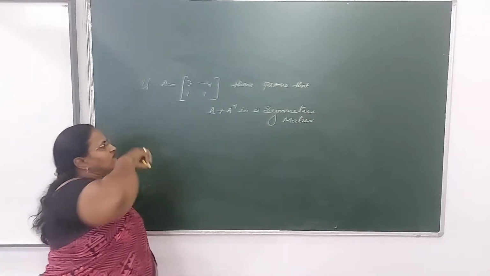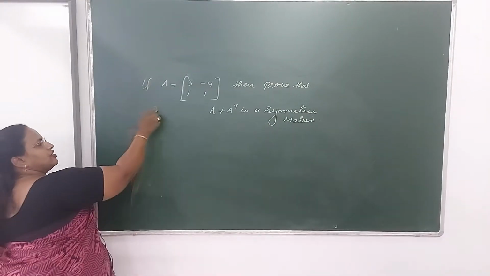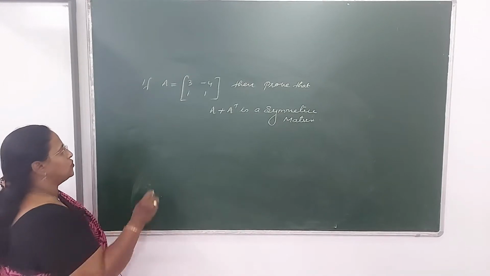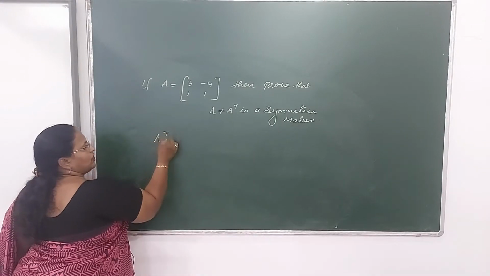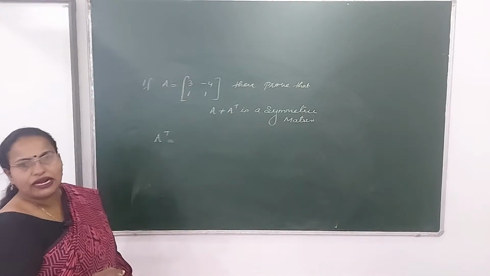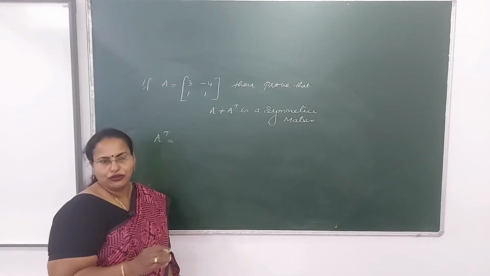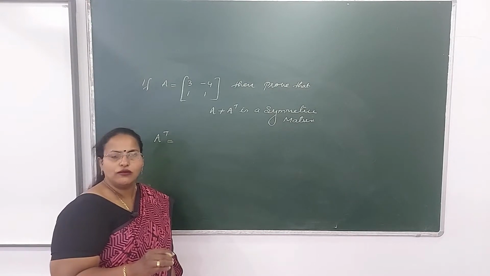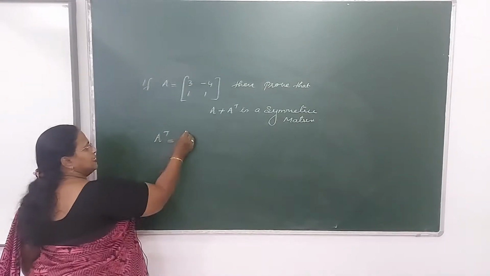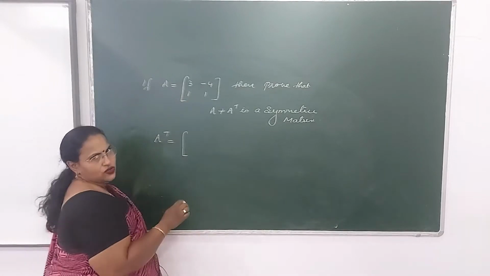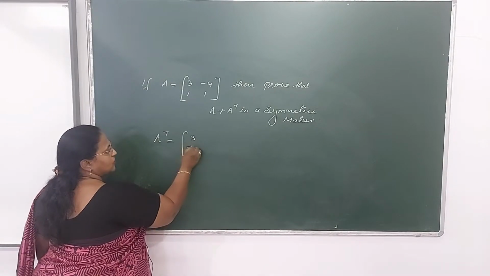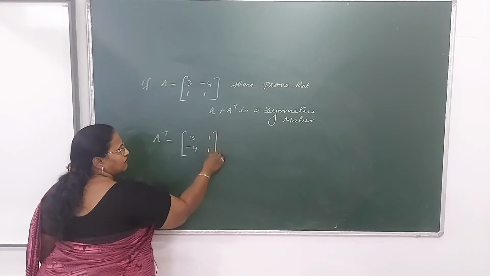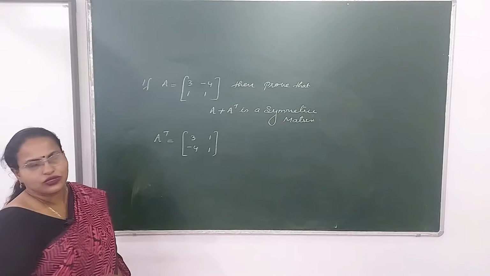Very easy. A is already given to you. For this, what you need to find? You will find out A transpose. Now you know very well how to write down the transpose of a given matrix. Simply change either row to column or column to row. The first row is 3, -4. Make it the first column. So it's 3, -4. Second row is 1, 1. So this is 1, 1. So this is A transpose.